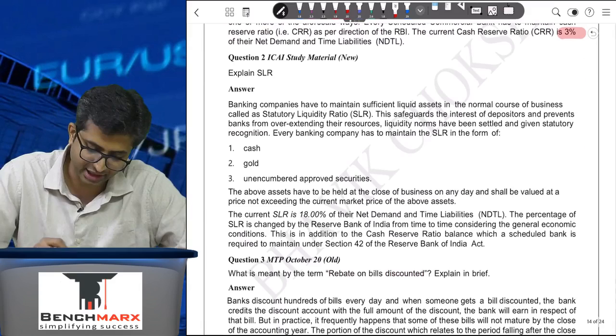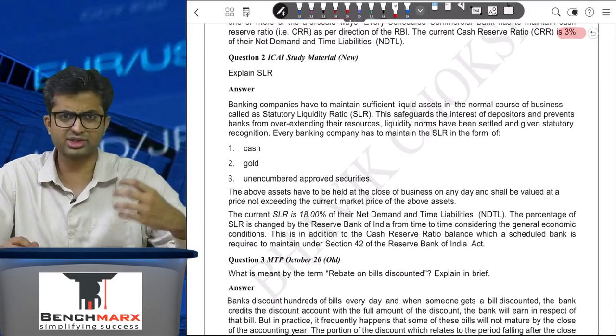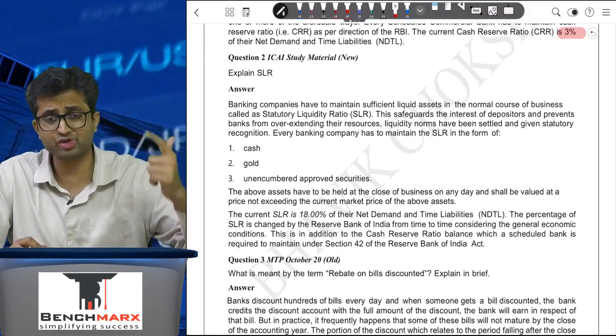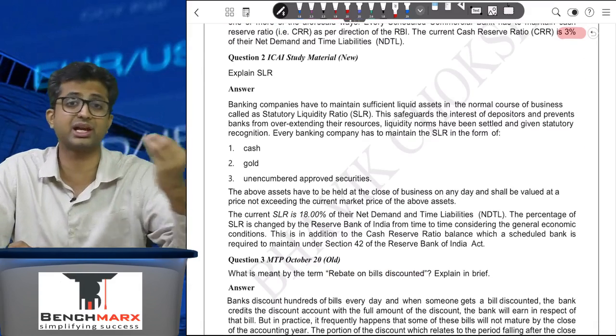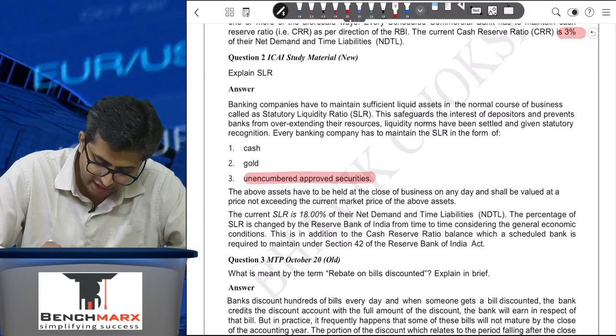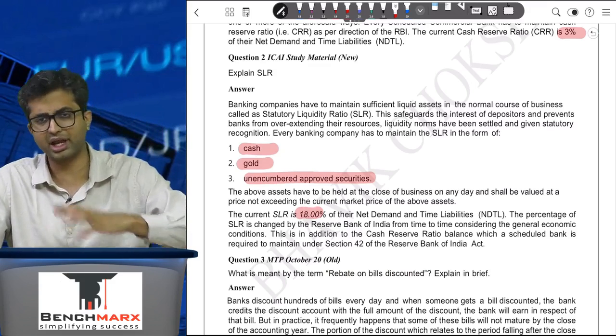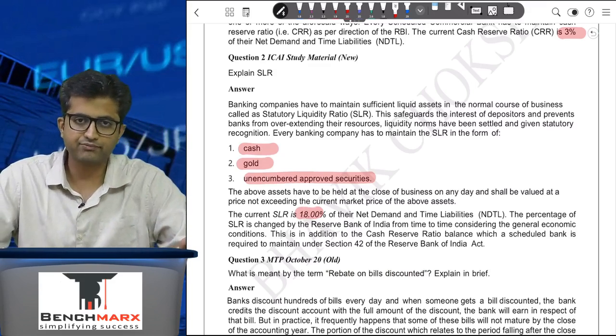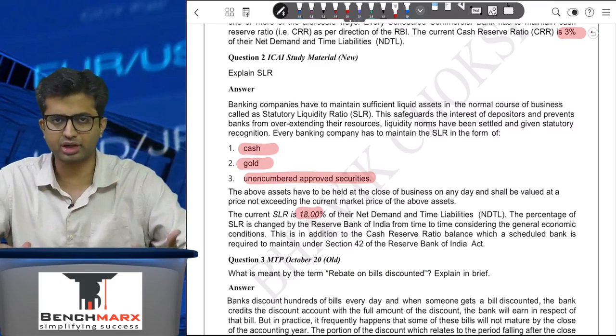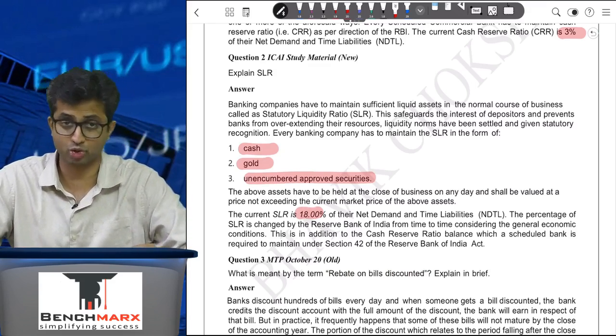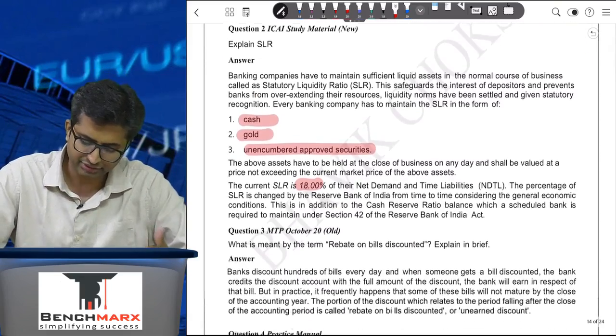Then comes SLR. What do you mean by SLR? SLR over here is this reserve that you can keep in the form of cash, gold, or even unencumbered securities like government bonds. So these are government bonds, gold and cash. This is around 18% of the net demand and time liabilities. Both of these, CRR and SLR, are kept in order to have a strong position. So this is about SLR.